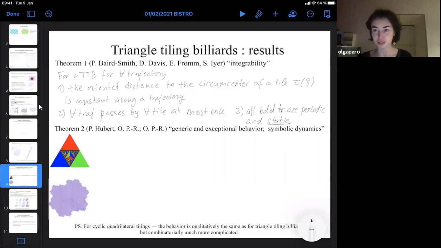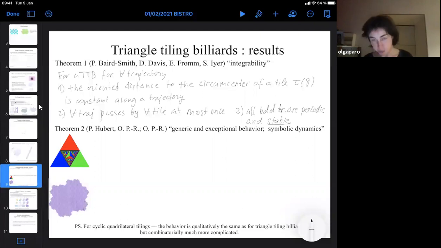I will explain its proof. It's very simple and beautiful and can be generalized to other tilings. But the form of the tiling, as you will see, is very important. The statement is radically not true for example, for parallelogram tiling. And another theorem is a theorem that describes generic behavior. So you see that from theorem one, we already see that a trajectory can be either periodic, or has to go to infinity. It has no choice because it passes by every tile at most once.